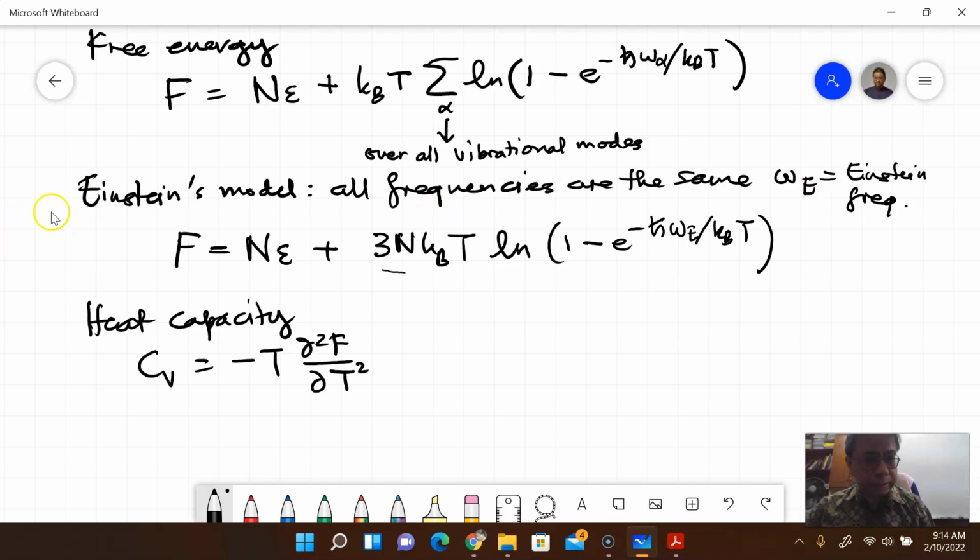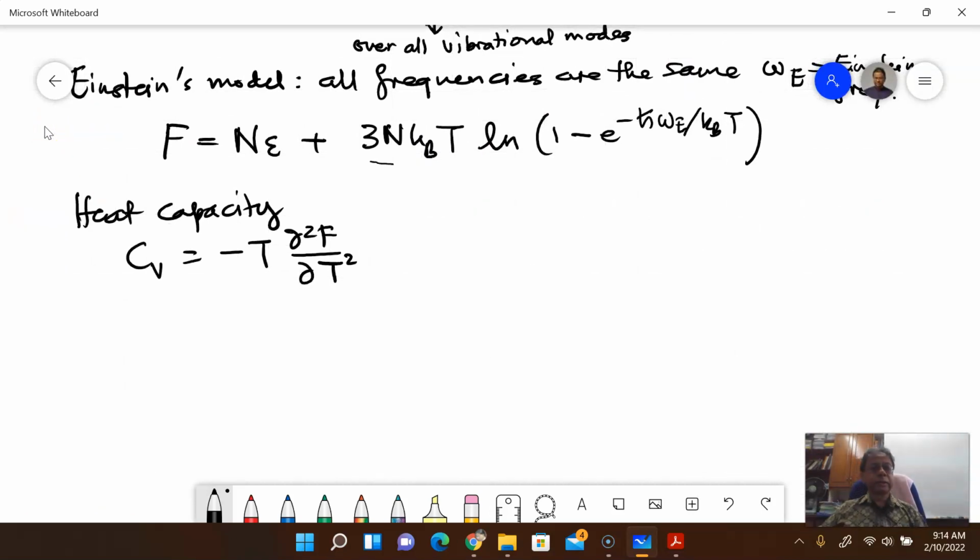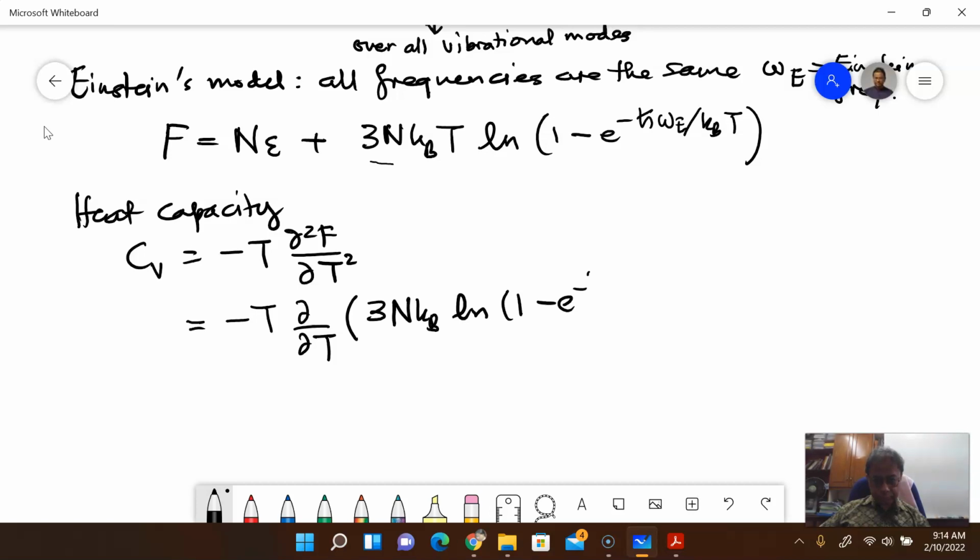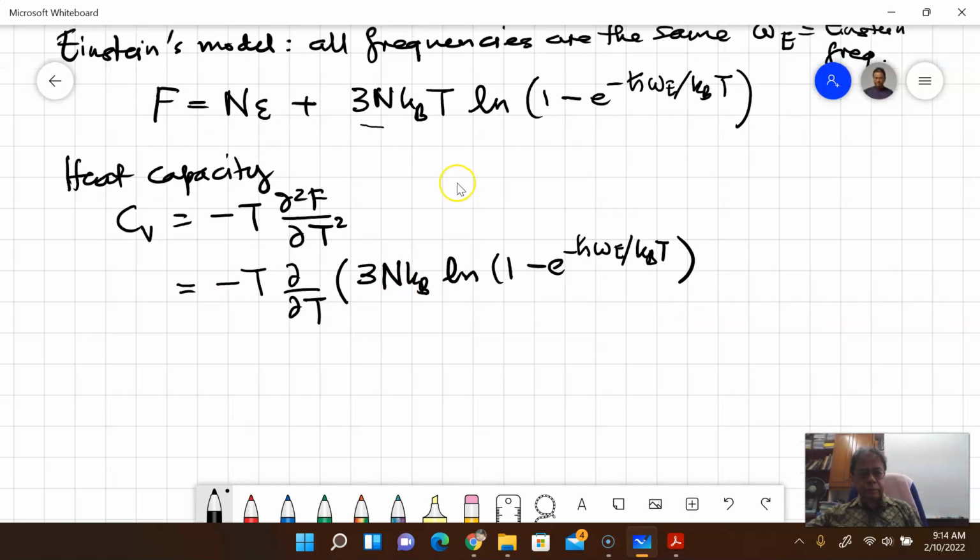Let's try to calculate this just to give you a feeling of the calculations involved. This is a second order derivative, so let's do the first order derivative first, minus dF/dT. The temperature dependence is coming from the linear factor and also this logarithmic factor, so we do it step by step. The first one is easy: it's just linear in T, 3N kB, and then you leave the log alone. And then the next term is to differentiate the log.